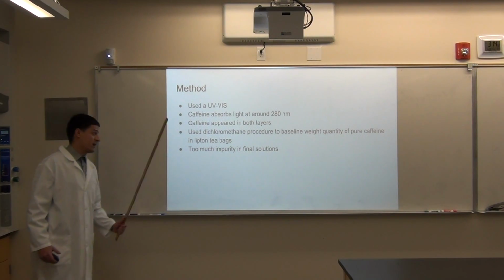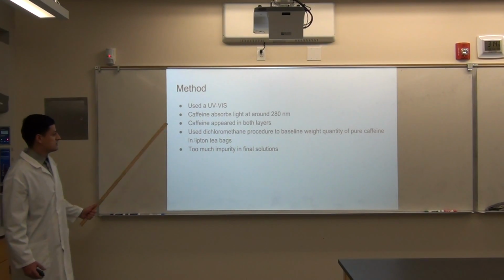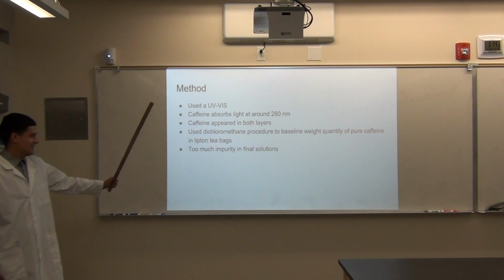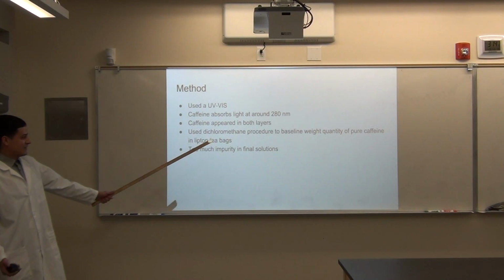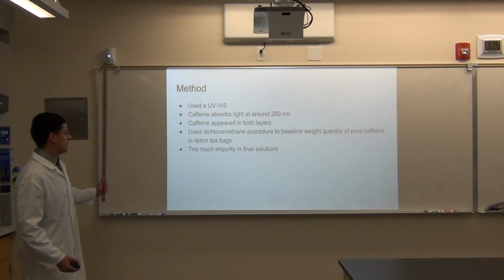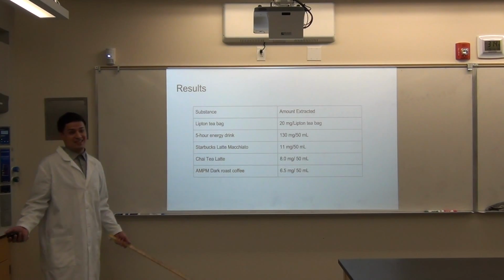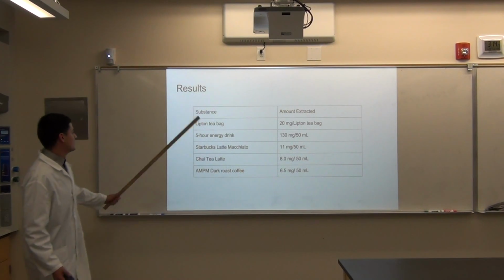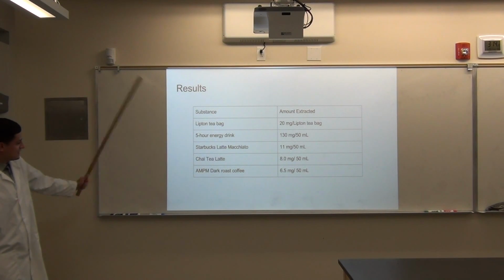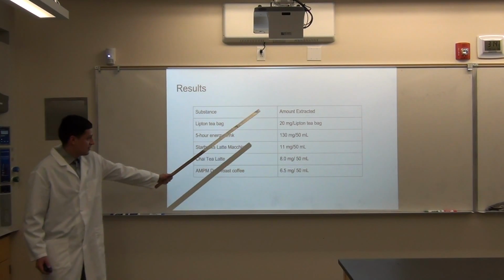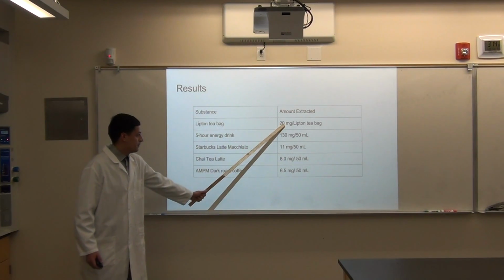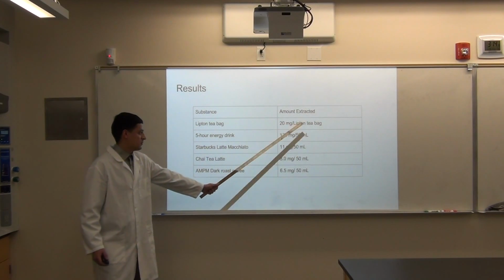And for a baseline on the weight of each substance, I used the dichloromethane procedure to extract the pure weight of caffeine. I tried extracting pure caffeine from 5-hour energy drinks, Starbucks coffee, chai tea latte, and AM PM dark roast. And this is all the pure weight of pure caffeine in each, per 50 mils or per Lipton tea bag.